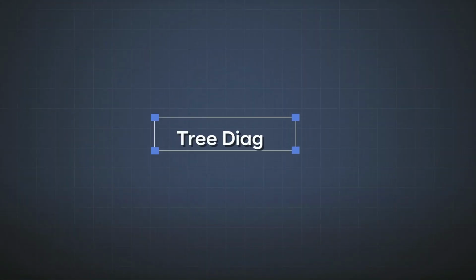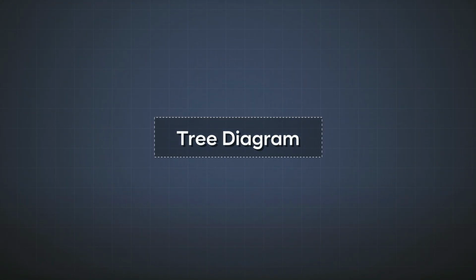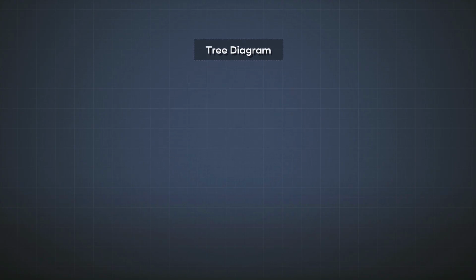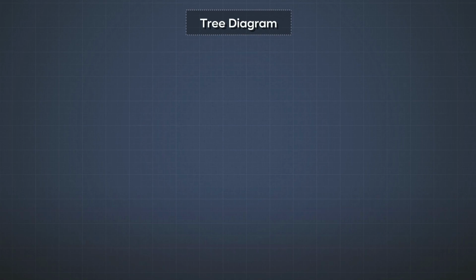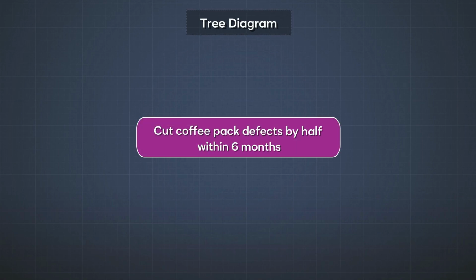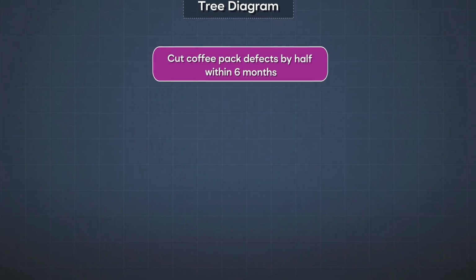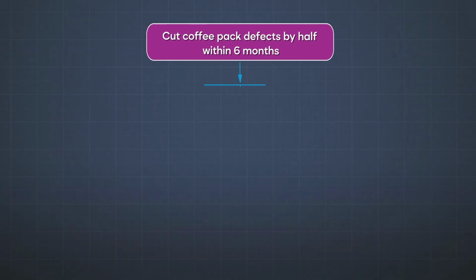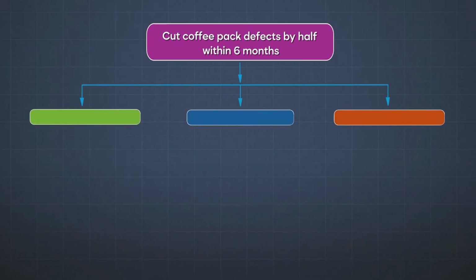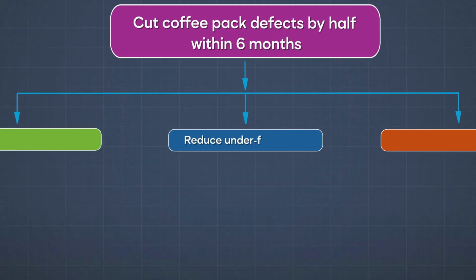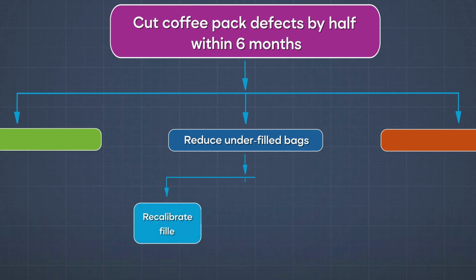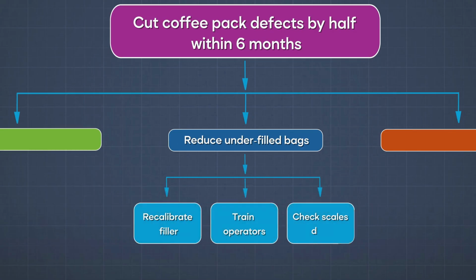Next, let's talk about the tree diagram. This is like breaking down a big, vague goal into a clear action plan. Let's say management sets a target. We want to cut coffee pack defects by half within 6 months. Sounds good, but it's vague. How do we actually do it? We start branching it out like a tree. At the first branch, we write reduce underfilled bags, and under that, we add more branches for our actions, which are, let's say, recalibrate filler, train operators, and check scales daily.